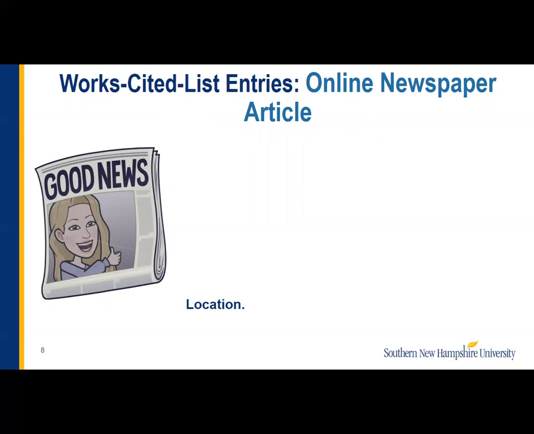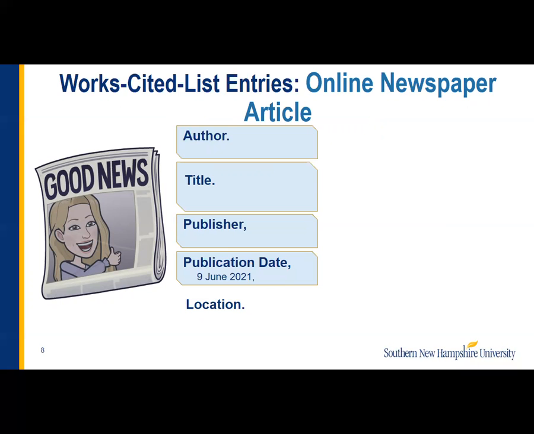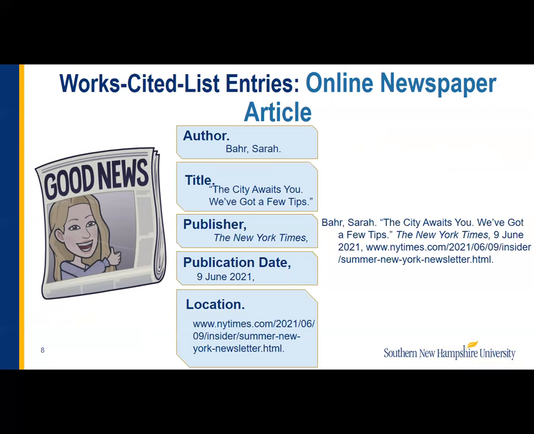Sometimes we find articles online from a newspaper, such as the New York Times. Look for the author, the title, making sure that you use quotes around the title as it would be considered a short works. Then find the publisher and the publication date, and use the URL without the HTTP as the location. Completing the template ensures our online newspaper article looks something like this example.